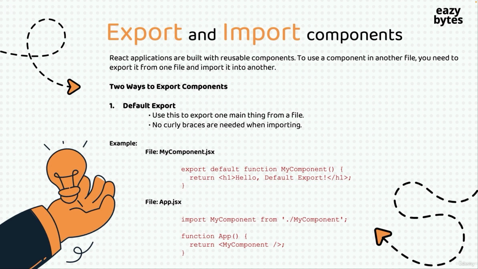As we discussed, there are two ways of exporting components or JavaScript functions. The very first one is default export. We need to use this to export one main thing from a file. No curly braces are needed when importing. I also mentioned an example for your quick revisions in future. So here I have mentioned export default before the function definition. And since this is a default export, I don't need to use the curly braces inside my import statement.